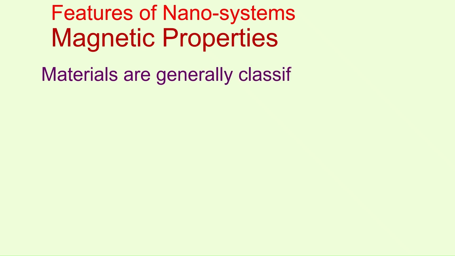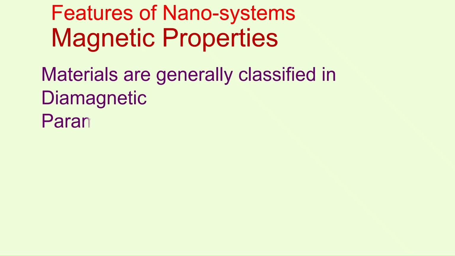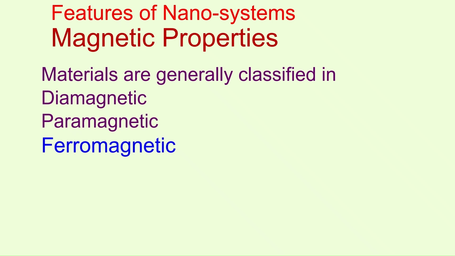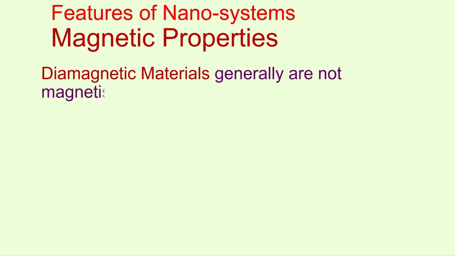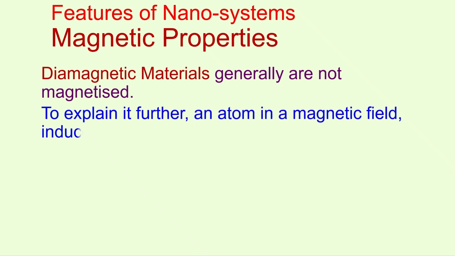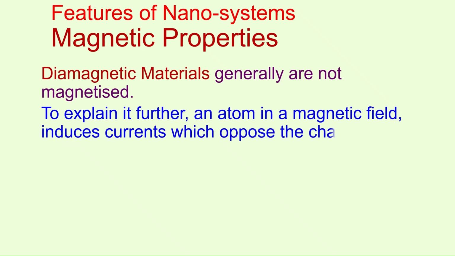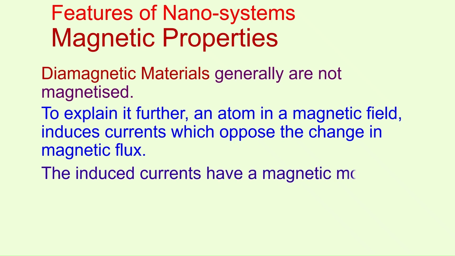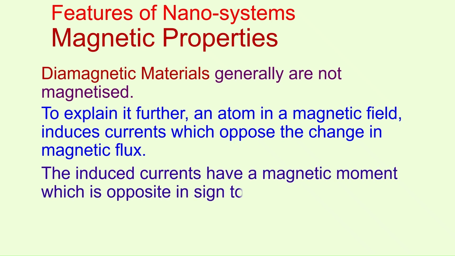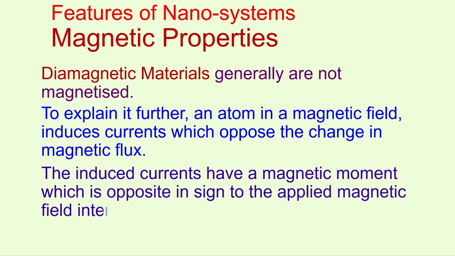Materials are generally classified in the following three types: diamagnetic, paramagnetic, ferromagnetic. Diamagnetic materials, generally, are not magnetized. To explain it further, an atom in a magnetic field induces currents which oppose the change in magnetic flux. The induced currents have a magnetic moment, which is opposite in sign to the applied magnetic field intensity.